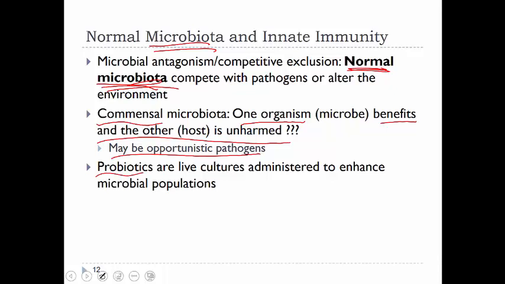Now, of course, we have probiotics that you can take. Those are live cultures that you're hoping will create a new or increase the good guys in your system.